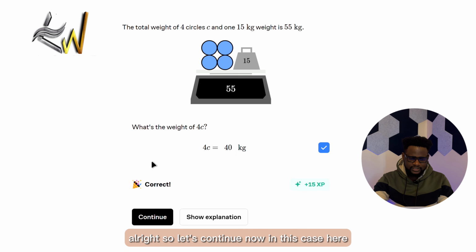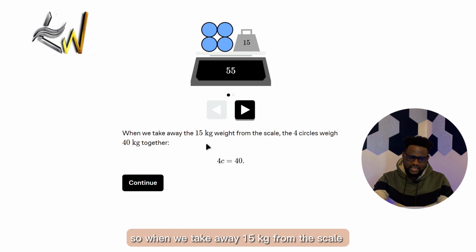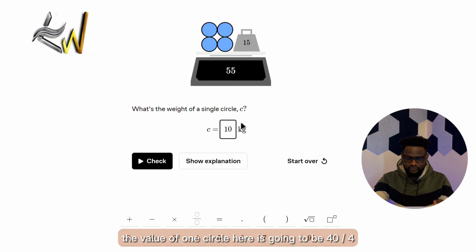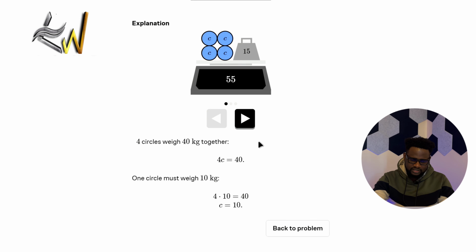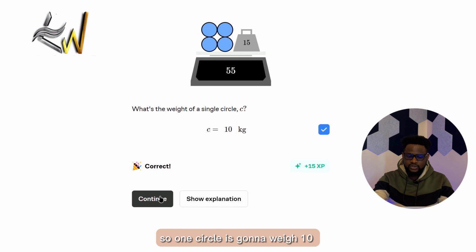All right, so let's continue. When we take away 15 kilograms from the scale, 4 circles will weigh 40 kilograms altogether. So if 4 circles weigh 40 kilograms altogether, what is going to be the value of 1 circle? The value of 1 circle is going to be 40 divided by 4, which is going to give us what? 10. 10 is the correct answer. The explanation is just what I gave you. If 4 circles weigh 40, then 1 circle is going to weigh 10.